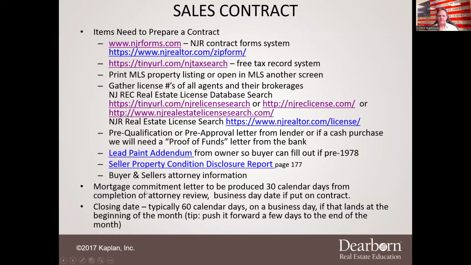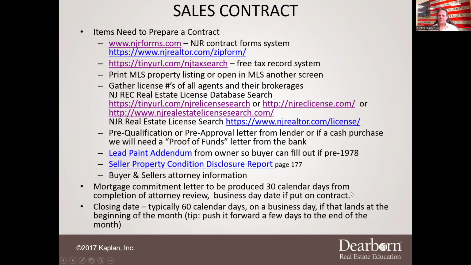We should obtain that, review it with our buyer client, and have them sign that as well and submit that in with the offer. And buyers and sellers attorneys information, we should gather that because in the event that the offer is accepted, we're going to need to send it off to attorneys to get it started within 3 business days. And then a mortgage commitment letter, which we're going to write in the contract a date, 30 calendar days from the date of the contract or the completion of attorney review. That's when the buyer needs to produce the mortgage commitment letter to the seller.